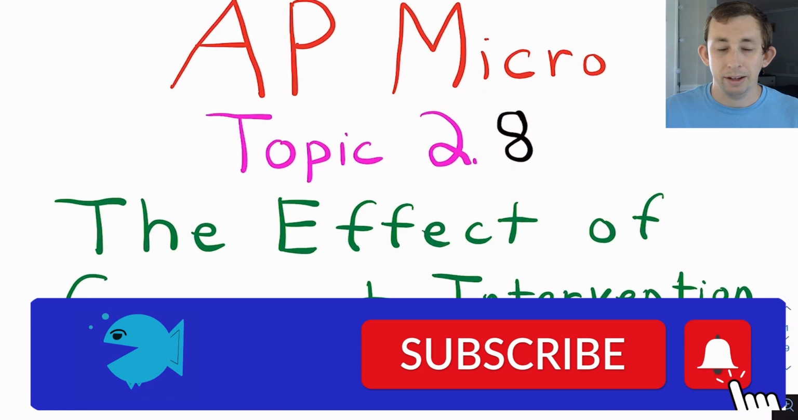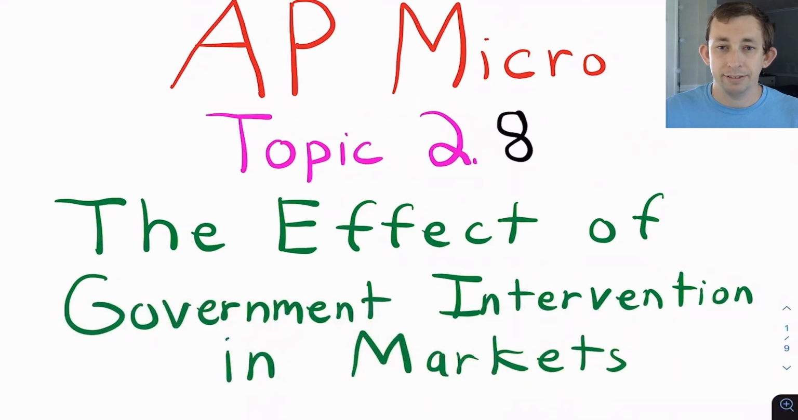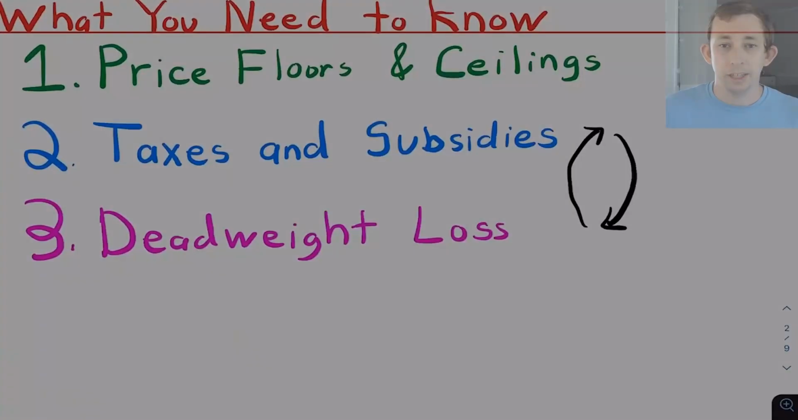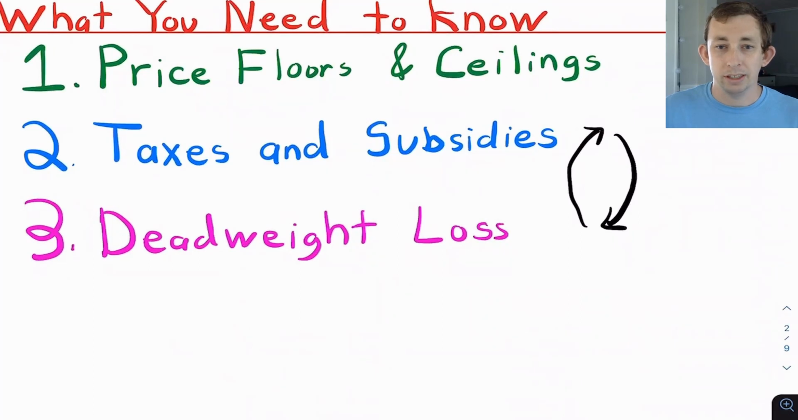Today we're talking about topic 2.8, which is the effect of government intervention in markets. Here's what the College Board says you need to know about this topic. We're going to talk about price floors and price ceilings and whether or not a price floor or ceiling is binding or not and what that means for the market. Then we're going to talk about taxes and subsidies, and throughout both numbers 1 and 2, we're going to talk exactly about what deadweight loss is, where to find deadweight loss, and what deadweight loss represents. So timestamps are below if you would like to jump around, but let's get right into it.